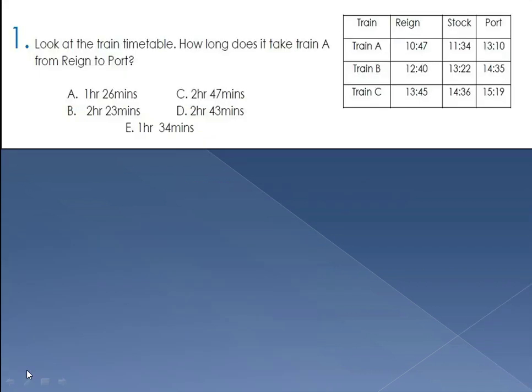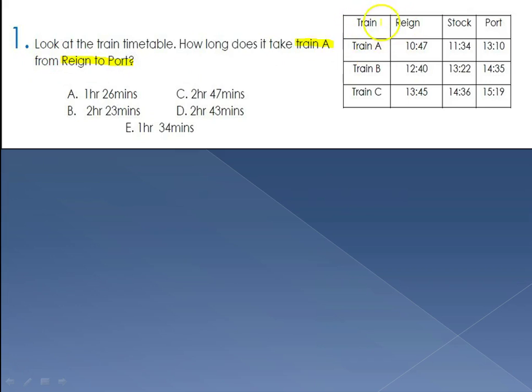The first question was on the maths section, and this was the question. Look at the train timetable. How long does it take train A from Rain to Port? What I always do is highlight the key words or phrases to answer each question. The key words would be train A, so all we're looking at is train A from Rain to Port.